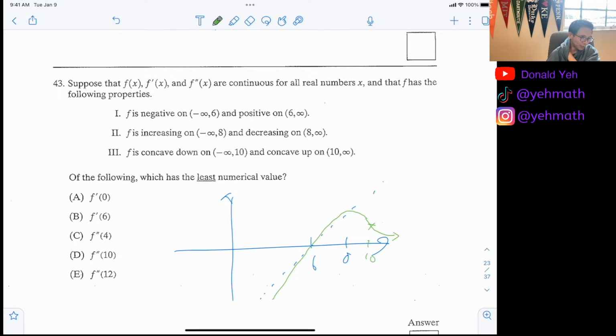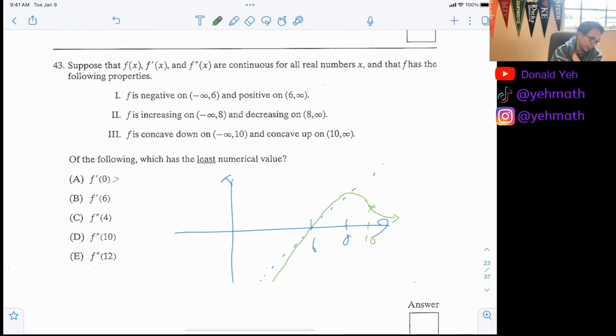Which one has the least numerical value? Well, f prime of 0 is definitely greater than 0, because it's increasing from negative infinity. And if you want the least value, you want to look for the negative value. Does that make sense? Okay, f prime of 6 is going to be greater than 0. That's positive. Does that make sense? Because the function's going up.